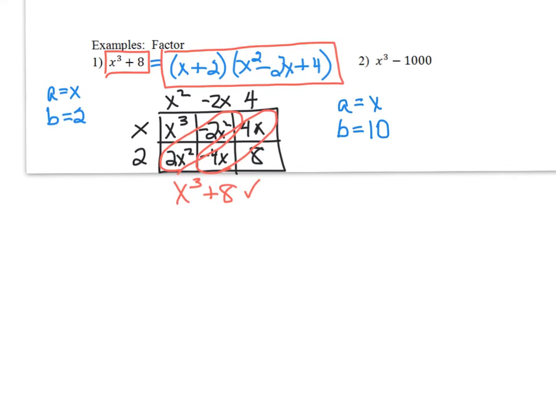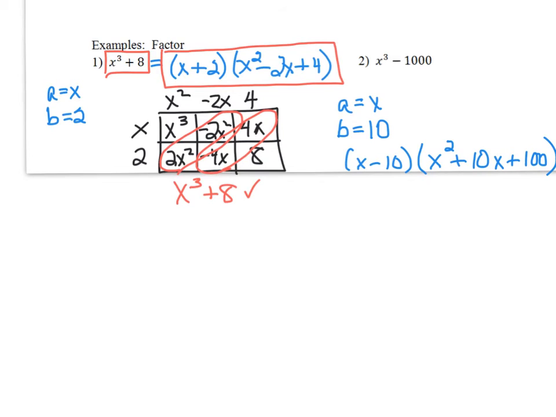So for my factors, because I've got the difference of two cubes, my first factor will match that sign, so x minus 10. My second factor, I'm going to square the a term, so that's going to give me x squared. I'm going to take the opposite sign, so plus. I'm going to multiply the a and the b together, so that gives me 10x. And I'm going to square the b, and that part will always be positive, so plus 100. So my factors for x cubed minus 1,000 are x minus 10 times x squared plus 10x plus 100.